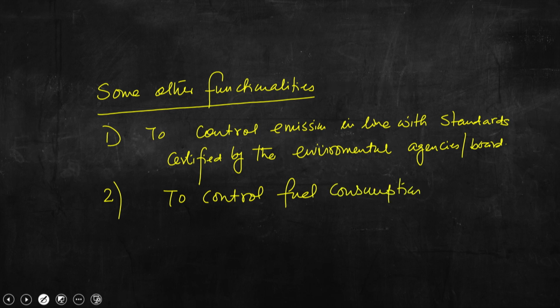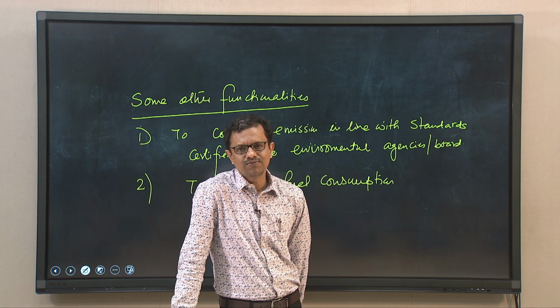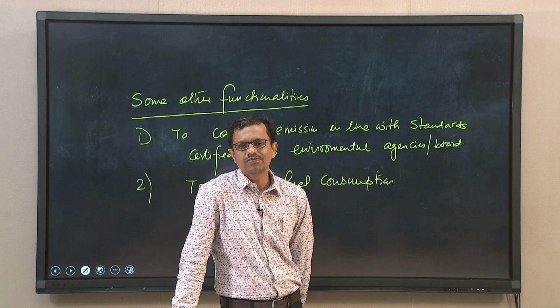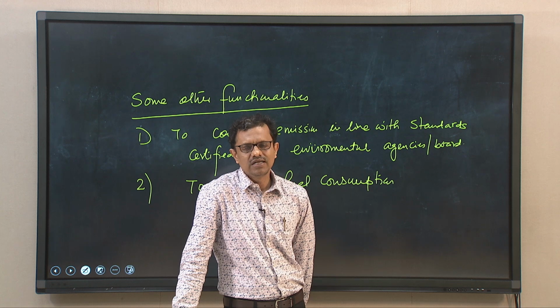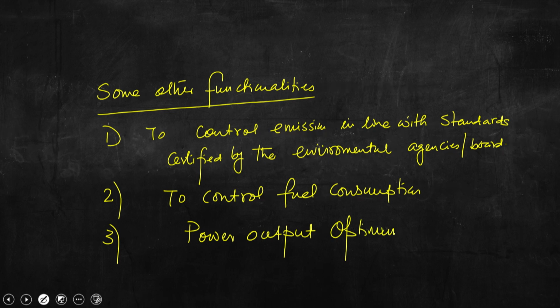As I said, if we are targeting maximum power output, and for that we need to compromise with the fuel consumption, that would be an ill design of the engine management system or ECU. So, that is important. Number 3 is certainly the primary objective, that is power output (optimum), I am writing in bracket.